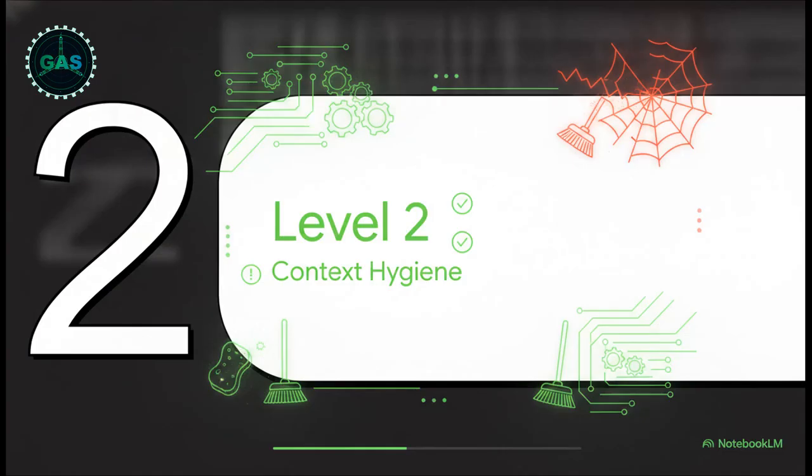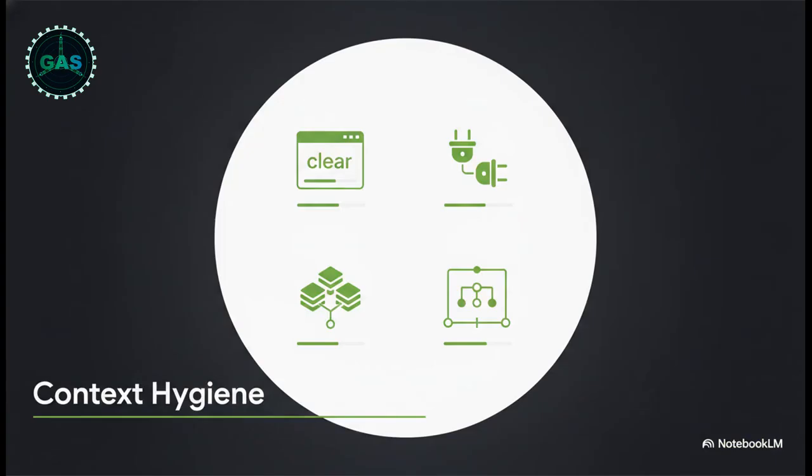So how do we fix this? Level 2, context hygiene. Here are 4 essential habits you'll want to adopt right now. First, use a clear command between unrelated tasks. Don't carry baggage from task A into task B. Second, disconnect unused MCP servers. Just having one connected can invisibly eat up 18,000 tokens per message just by loading its tool definitions in the background. Third, batch your multi-step prompts into a single message instead of sending 3 separate ones.